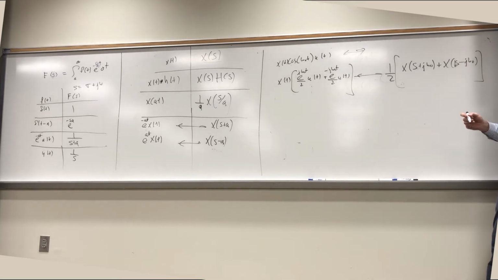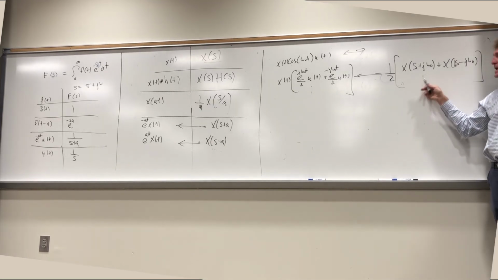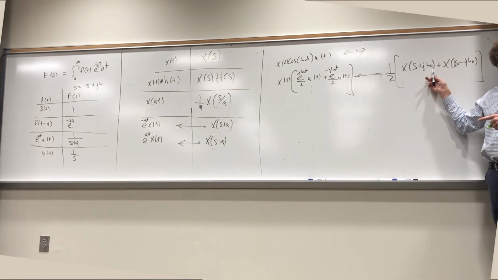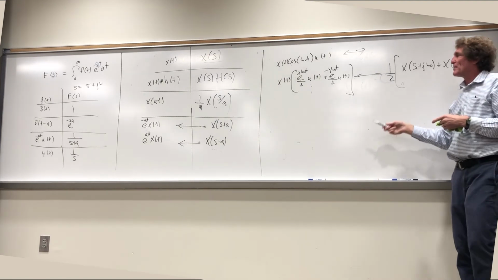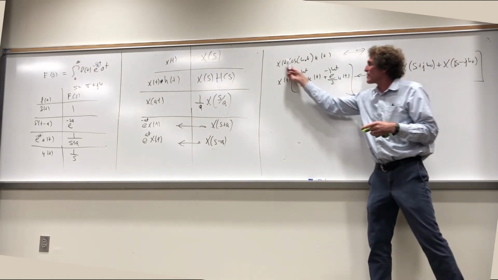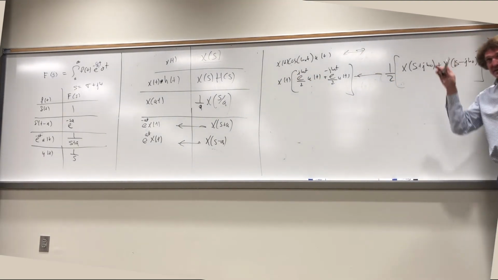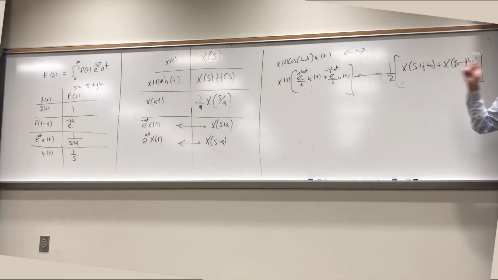And really what it's saying is it takes the original transform, shifts it by j omega naught, and divides by 2. What this effectively does is take whatever x of t is, divide it in half, scale it, and then shift it out to plus and minus j omega naught instead of 0. I don't have enough time to talk more about that.